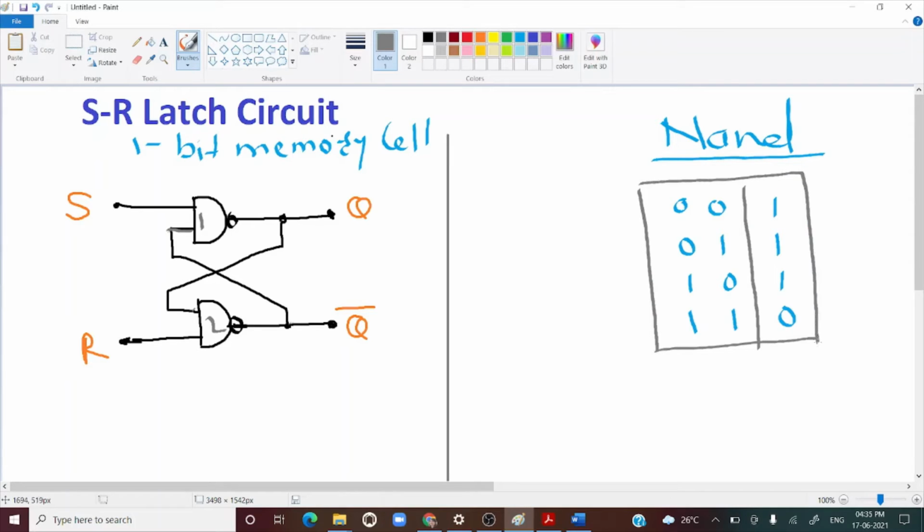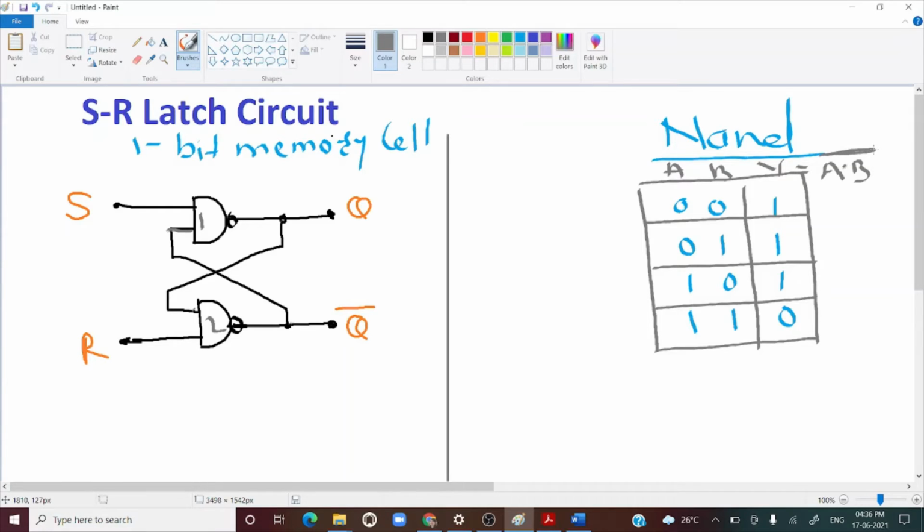This is the simple truth table of a NAND gate. Here we can say these are the inputs A, B, and this is the output Y. Y is equal to A dot B bar, right? This is the circuit symbol and this is the Boolean expression for NAND gate, that is A dot B bar.